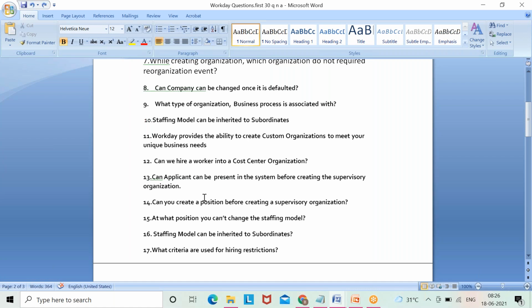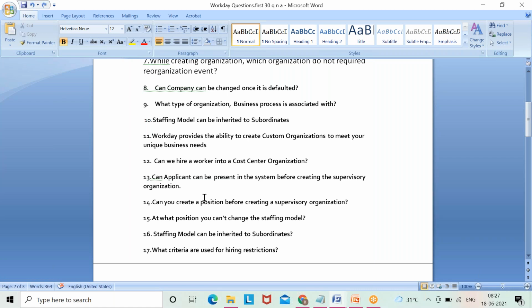It can be, because if you are recruiting from within the organization, it might be, right? It can be, sir, because an applicant doesn't require a supervisor organization. You can try the task called create pre-hire. You can still create it. There is no dependency on the supervisor. Though these are one-line answers, some people will ask these questions to test our understanding of how Workday works. Okay, an applicant can be created.